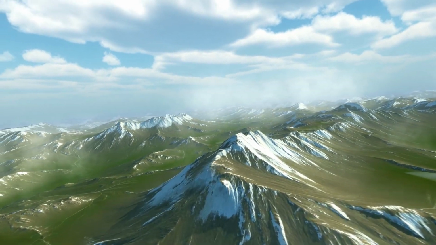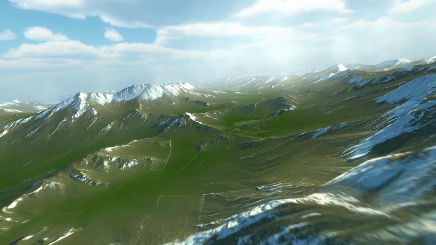In short, that's what Amplify Texture 2 does for your project. Of course, it does a bit more than just that.